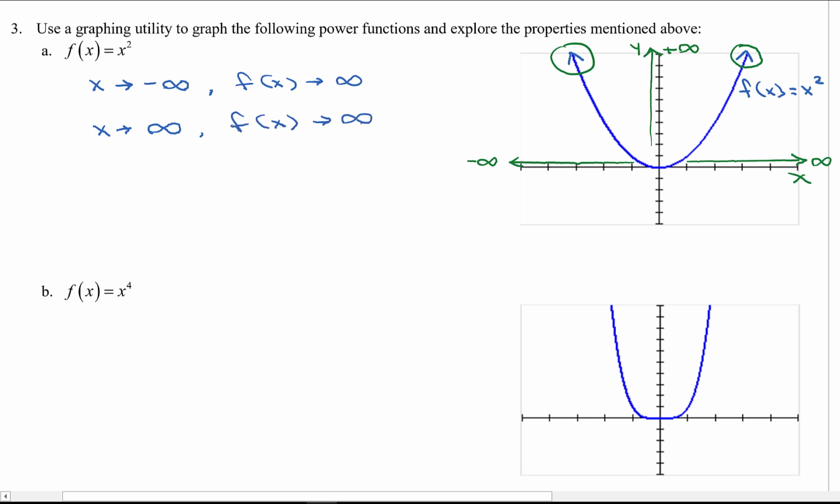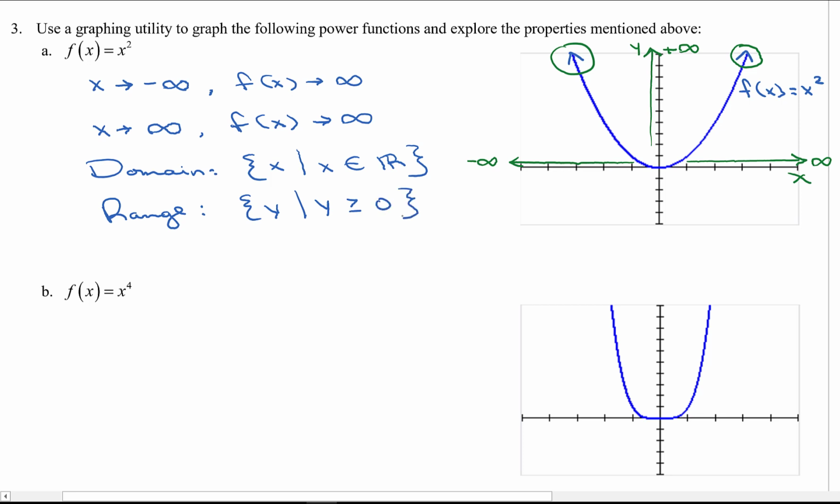The domain for this function continues to be all the reals. I know they didn't ask for that, but I don't want you guys to forget this. Set of all x such that x is an element of the set of real numbers. And the range is going to be basically the non-negative numbers, or the set of all y such that y is greater than or equal to 0. And we could also, of course, write those in interval notation, but I'm just going to leave it like that.